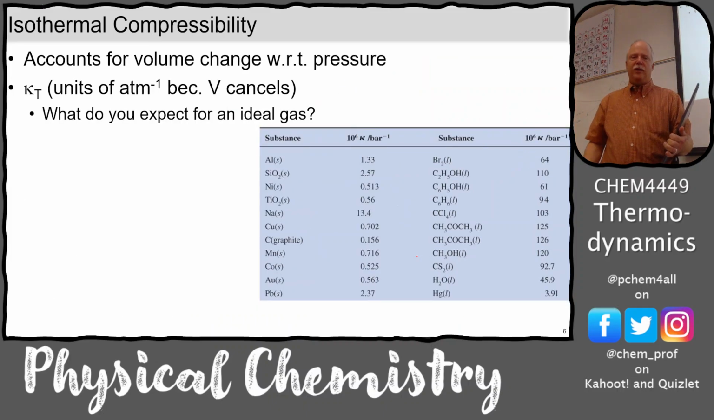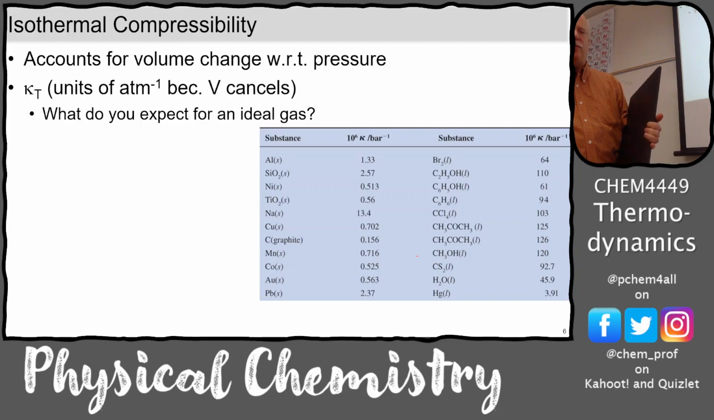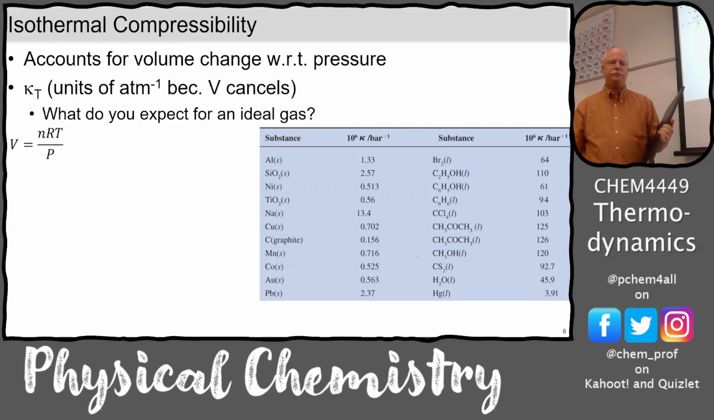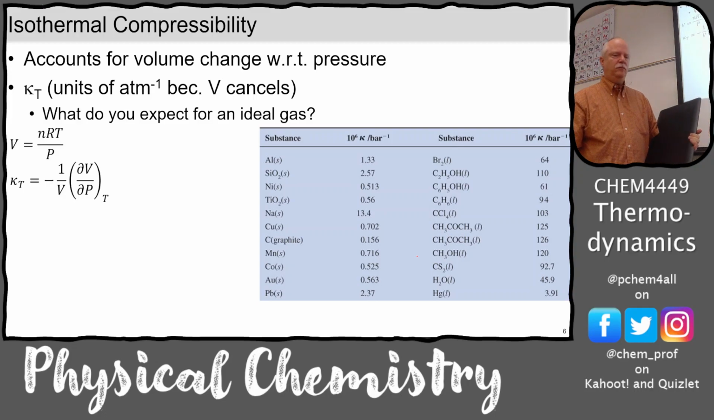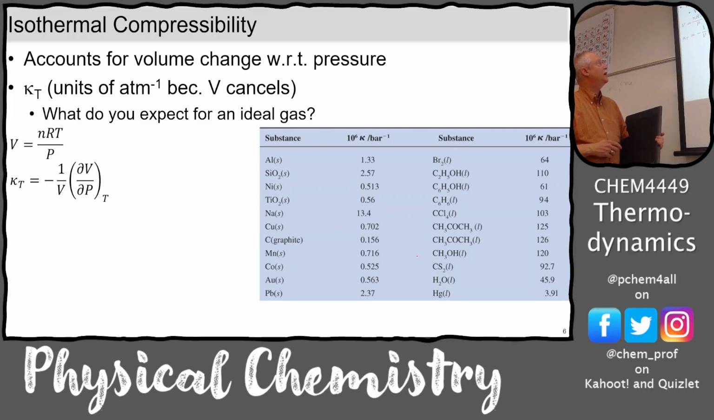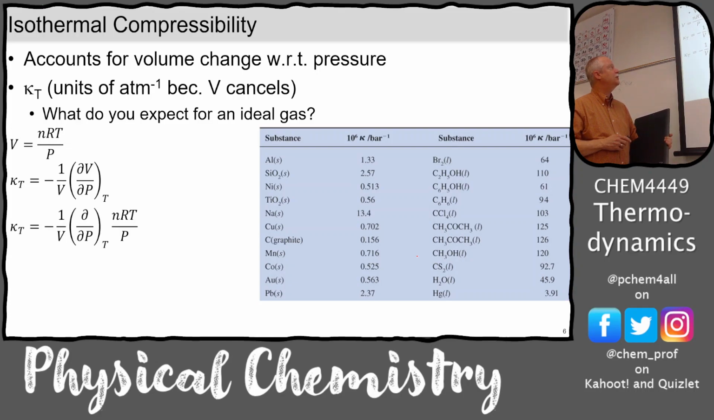Okay, let's talk about compressibility. So this is the isothermal compressibility, and it's the change of volume with respect to pressure. And so same kind of thing, we can differentiate the volume with respect to pressure and keep the temperature constant. So now pressure's in the denominator. So it has a negative sign out front.